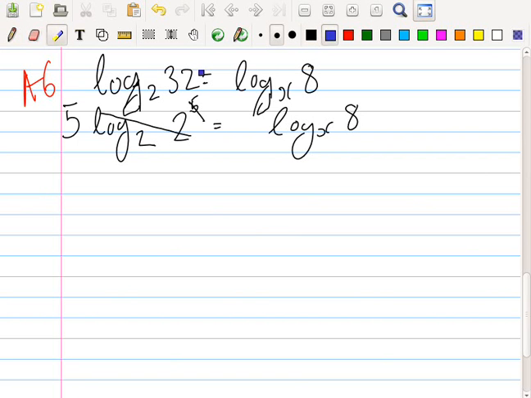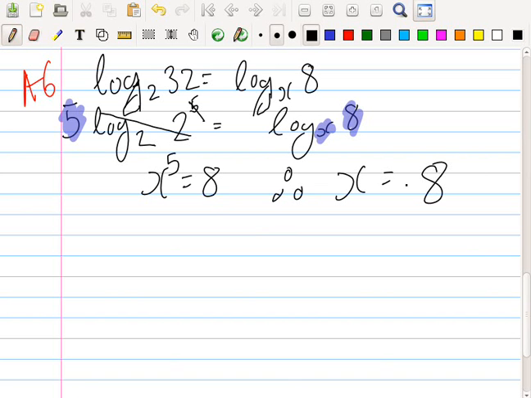So if you remember, that means x to the power of 5 equals 8. Very good. So that means x to the power of 5 equals 8. Therefore, x equals 8 to the power of one fifth, or if you want to write it like this, the 5th root of 8. You can cancel this with a root. And that's the answer there.